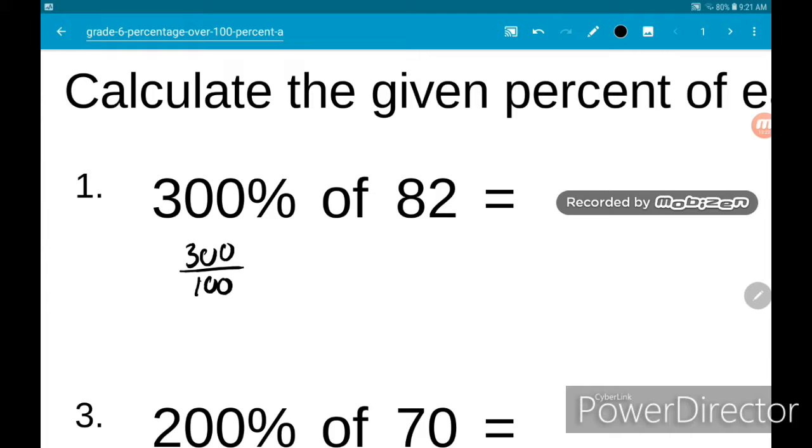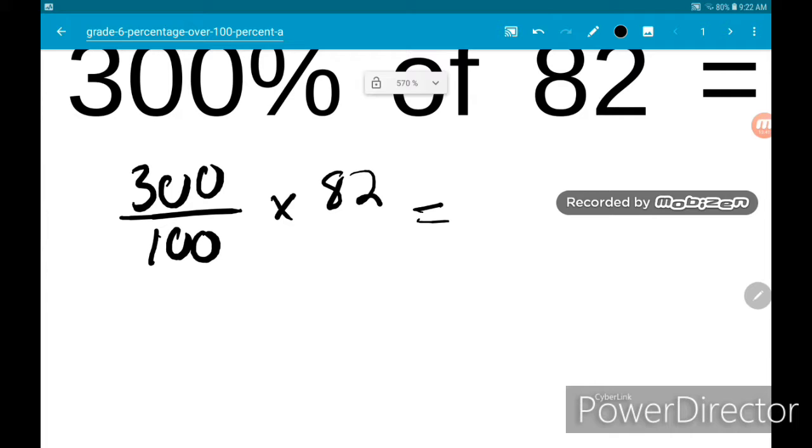Just because a number is bigger than 100 does not mean we don't do the same. All of it means multiplication. 82. Again, we try to reduce. Ladies, we try to reduce so it makes our multiplication easier. You normally try to reduce the fraction. We ask ourselves, what number goes into 300 and 100? 100. 100 goes into 300, and 100 goes into 100, so it's 3 over 1.